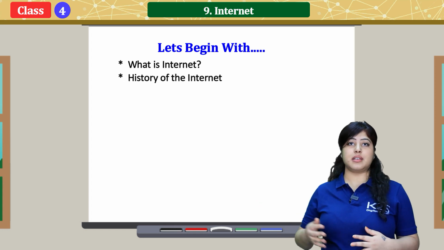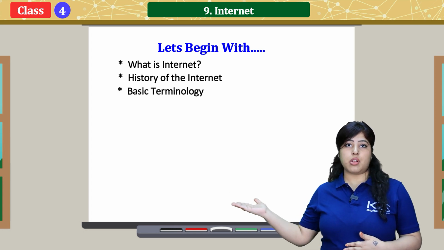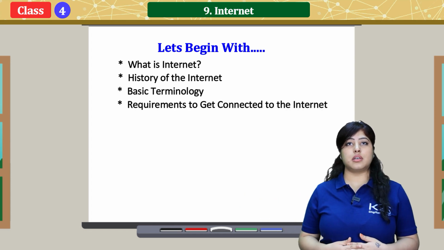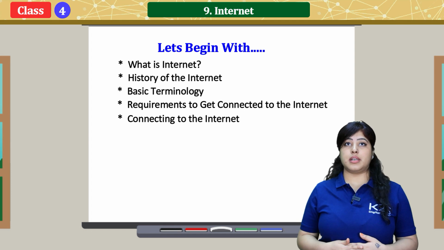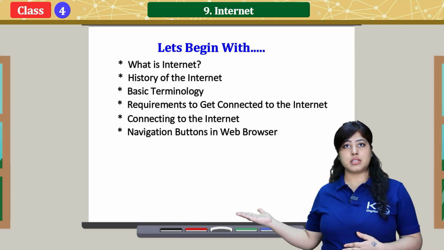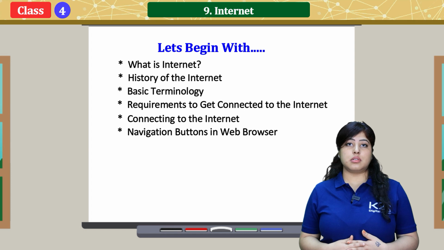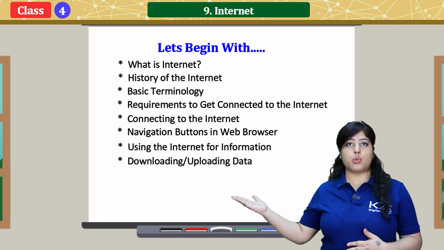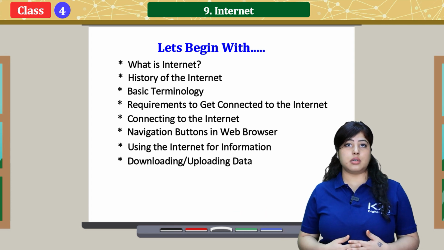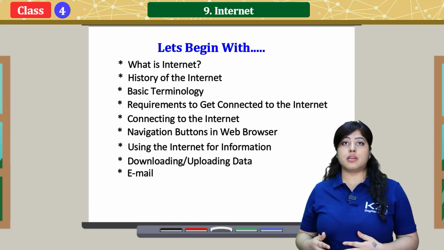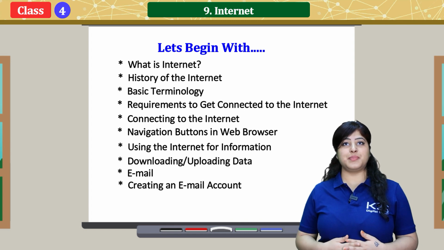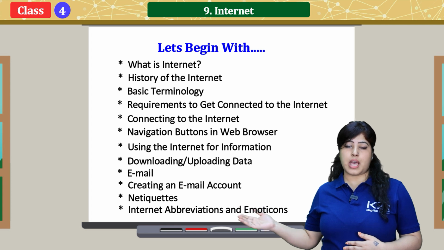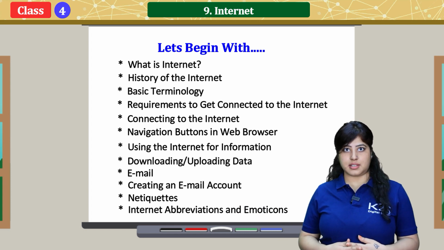History of the Internet, basic terminology required to get connected to the internet, connecting to the internet, navigation buttons in web browser, using the internet for information, downloading and uploading data, email, creating an email account, netiquettes, internet abbreviations and emoticons. Let's just start the chapter.